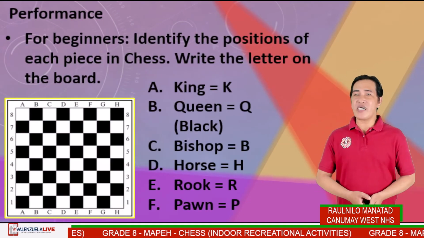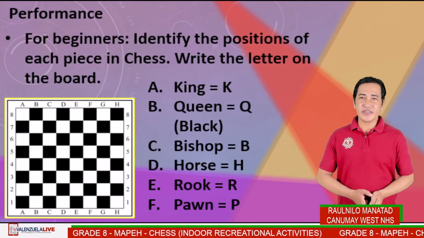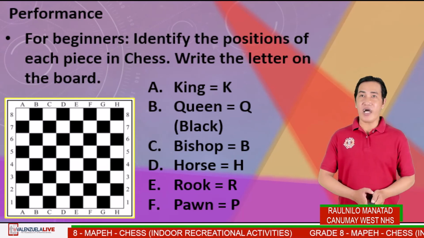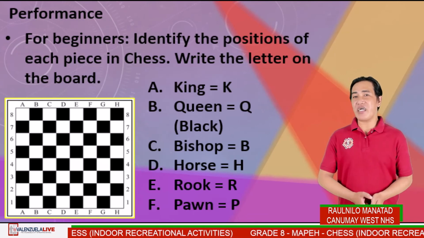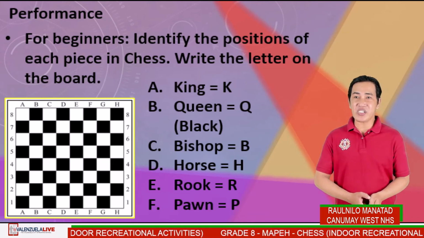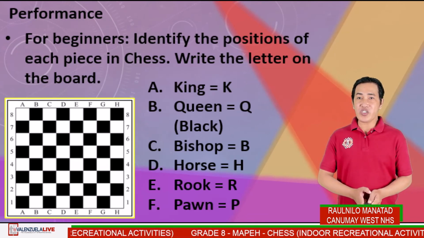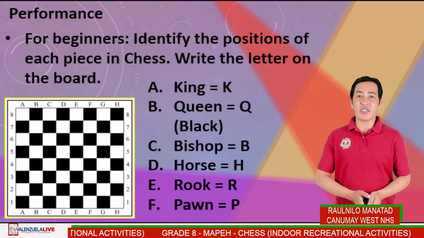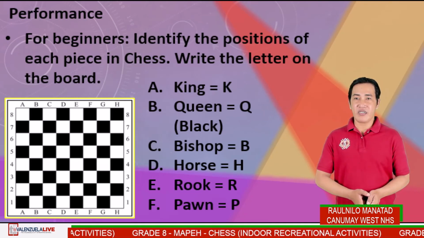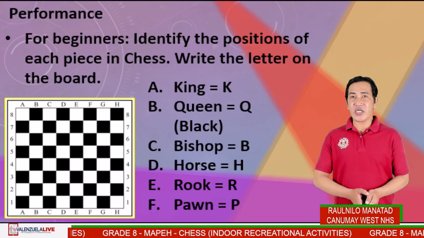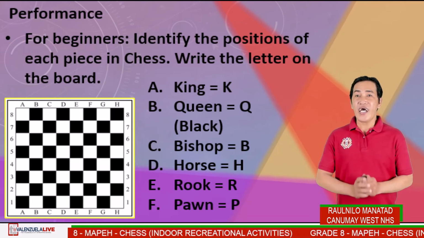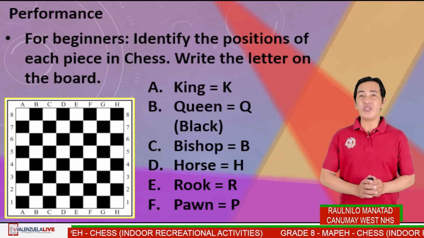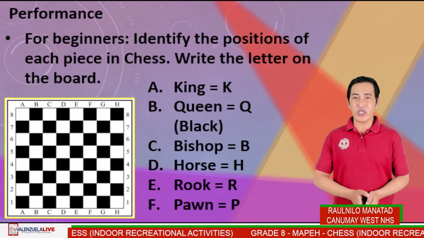For the performance, we have the beginner and the advanced. For the beginner, identify the position of each piece in chess. Use the given equivalent letters of each piece. For the king, letter K, queen is Q, and so on. Write the letter on the board provided by your teacher.